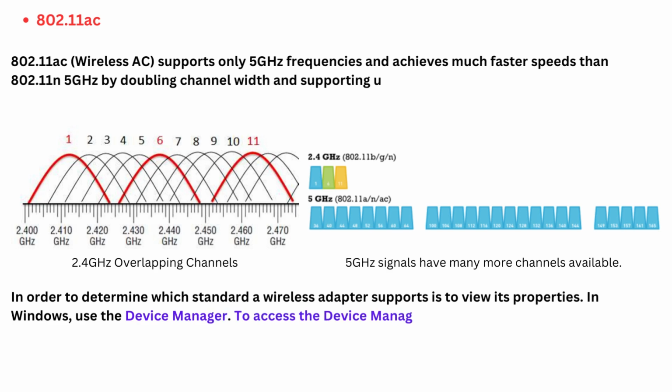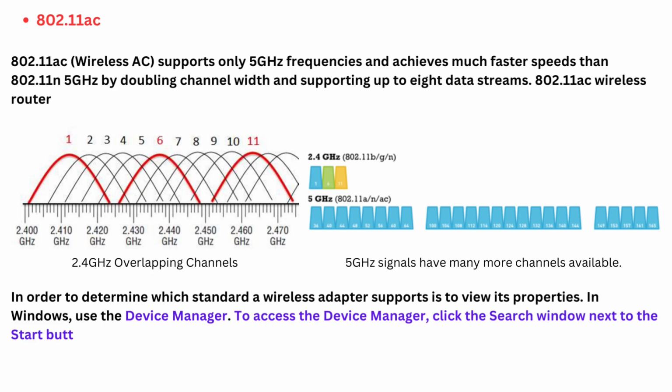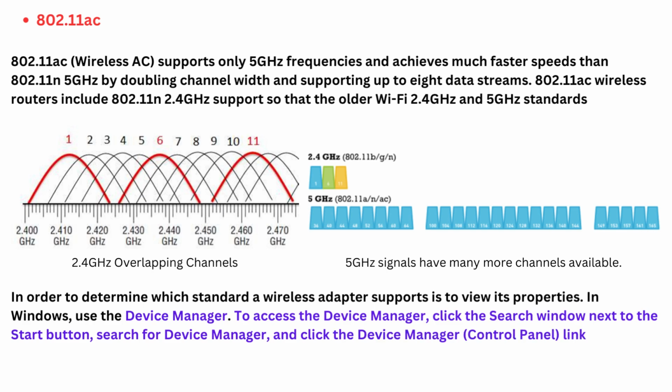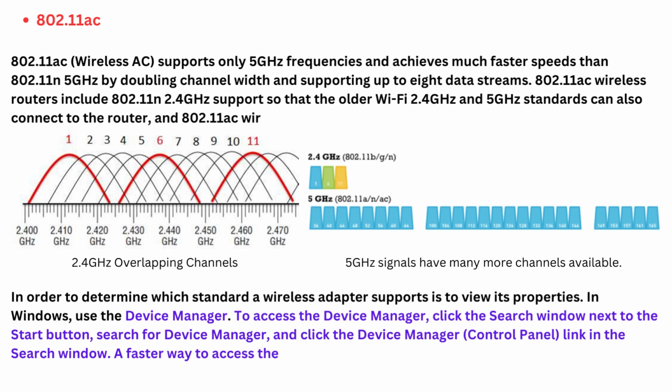802.11ac wireless routers include 802.11n and 2.4 GHz support so that older Wi-Fi standards can also connect to the router, and 802.11ac wireless adapters also include 802.11n and 2.4 GHz support. In order to determine which standard a wireless adapter supports, view its properties.